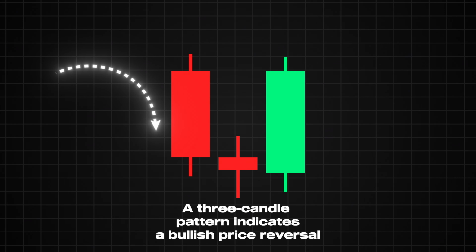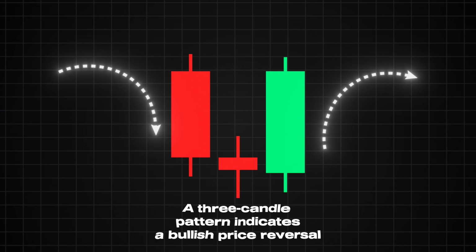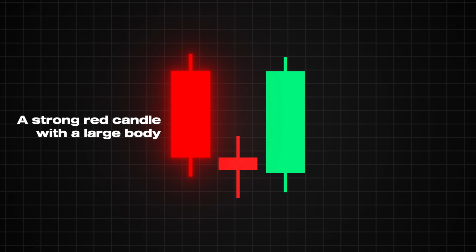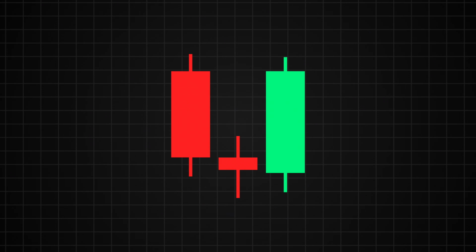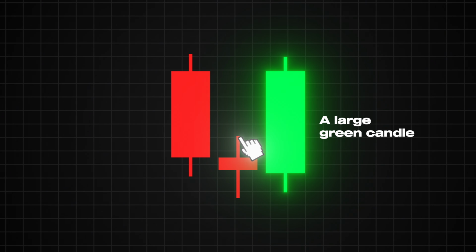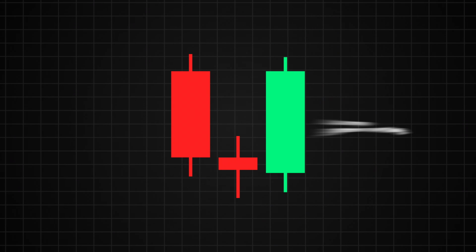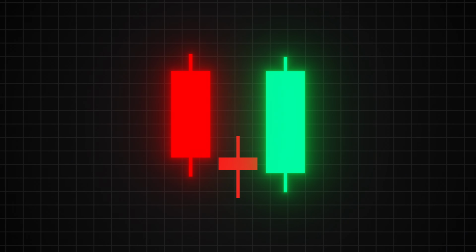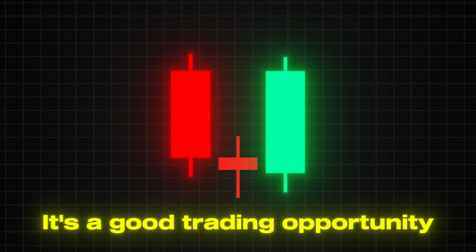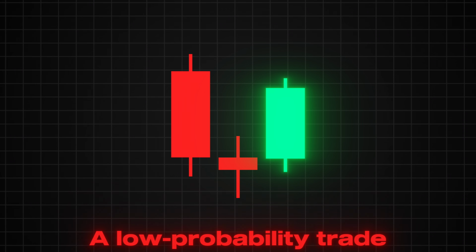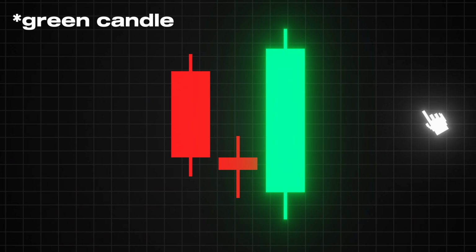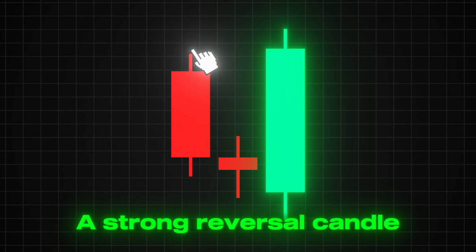This pattern consists of 3 candles indicating a bullish reversal. The first candle is a strong red candle with a relatively large body. The second candle is a doji with a small body and long wicks. The doji can be either green or red. Next, we have a large green candle that breaks above the high of the doji candle. The size of the green candle will determine the strength of the pattern. If the green candle is the same size as the red one, then this is a good trading opportunity. If the green candle is smaller than the red one, this is a low probability trade. Finally, if the green candle closes above the high of the red one, this is a strong reversal candle.